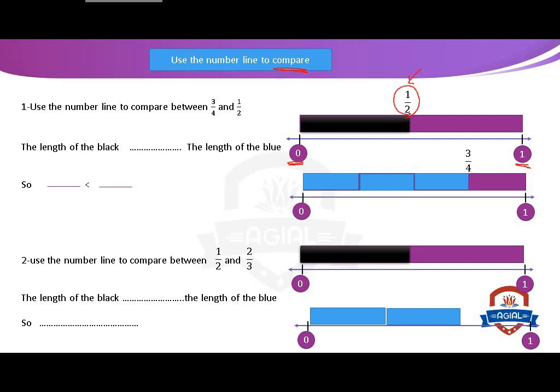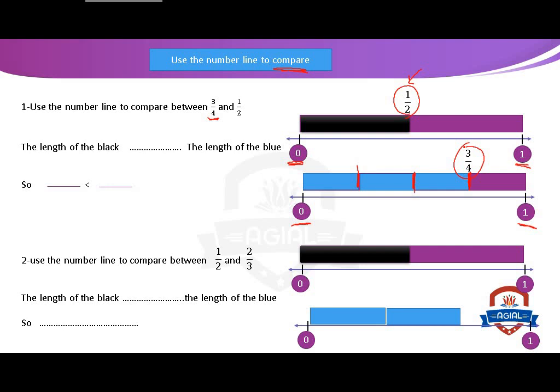Okay, and we will draw another number line, start from 0 to 1, but in here we will divide it into 4 equal parts because we wanted to represent 3 over 4. The first one, quarter, 2 quarters, and 3 quarters. In here we represent half and 3 quarters.